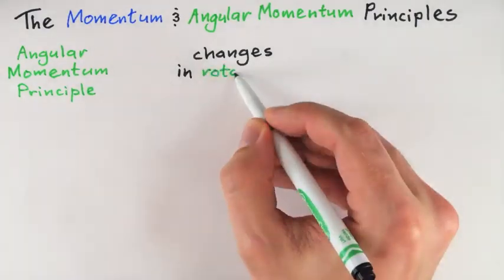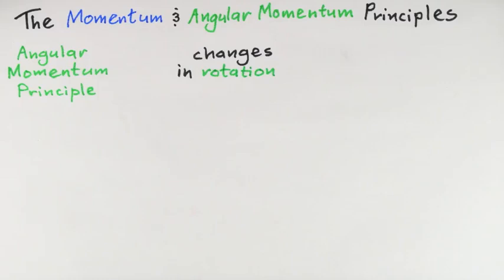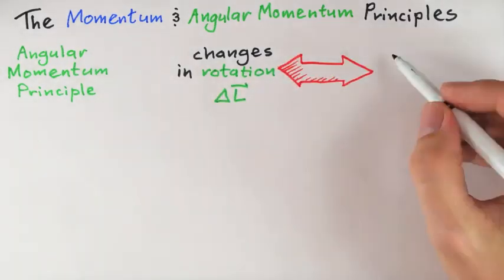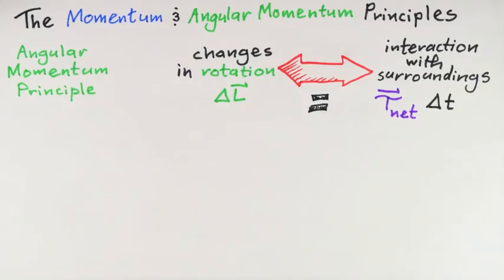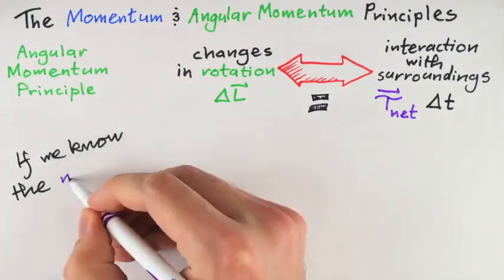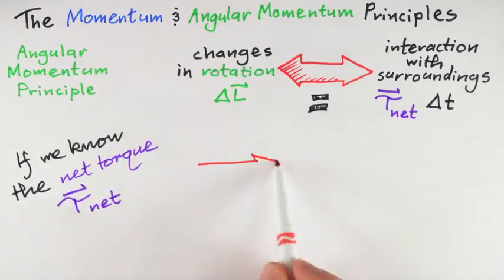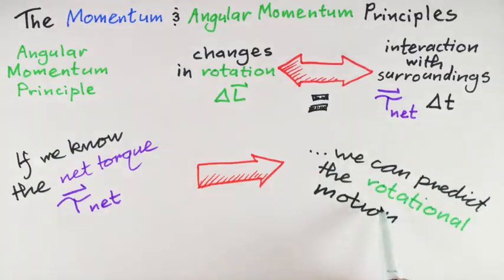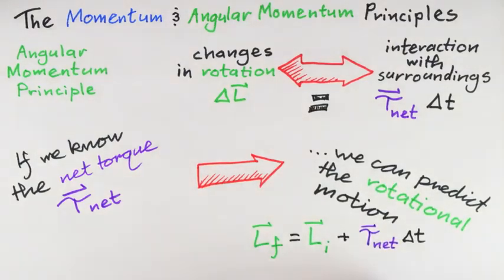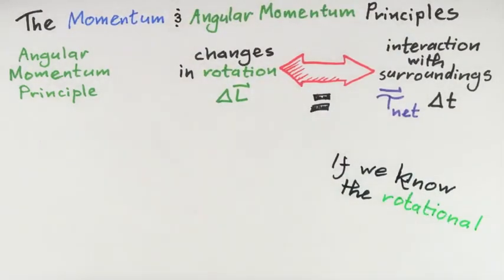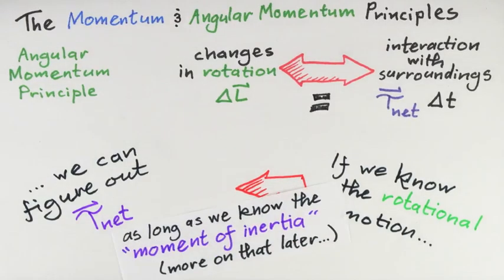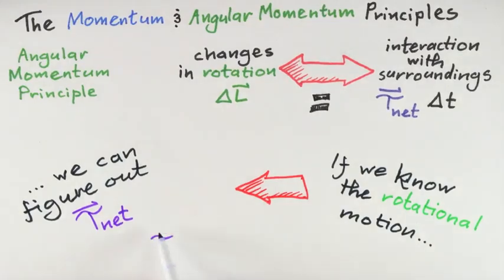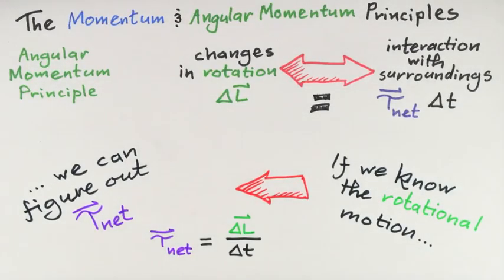The angular momentum principle also links changes in motion, in this case changes in rotational motion described by the change in the system's angular momentum, to the interactions of the surroundings, in this case the total twists, the net torque exerted by the surroundings on the system. So if we're able to specify the net torque on our system, we can use the angular momentum principle to predict the rotational motion of our system. Or, if we're able to observe and measure the rotational motion in a way that we can describe the changes to our system's angular momentum, then we can use the angular momentum principle to determine the net torque from our surroundings acting on our system. Let's do a few examples to see how this plays out.